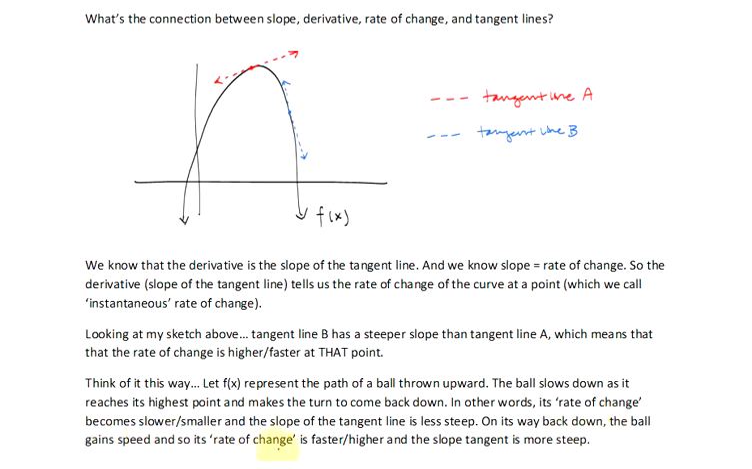So its rate of change is faster. And the tangent line, this blue tangent line, is more steep. So hopefully that helps put it all together conceptually. Okay, let's do an example.